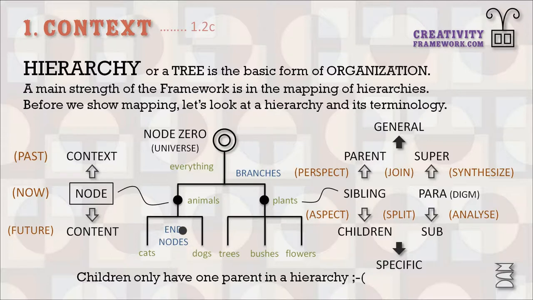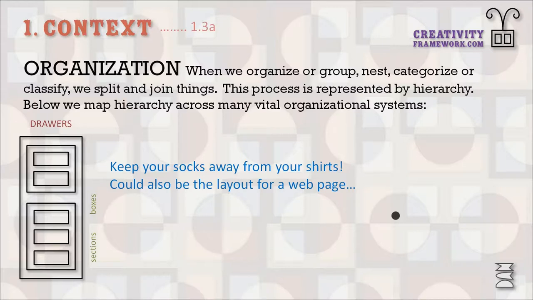These are called end nodes. And this is node 0. That's the first 0, which could be represented as the universe. Organization. When we organize or group, nest, categorize, or classify, we split and join things, and this process is represented by a hierarchy. Some scientists somewhere proved that any network could be represented as a hierarchy. So anytime we organize, it can be represented as a hierarchy.